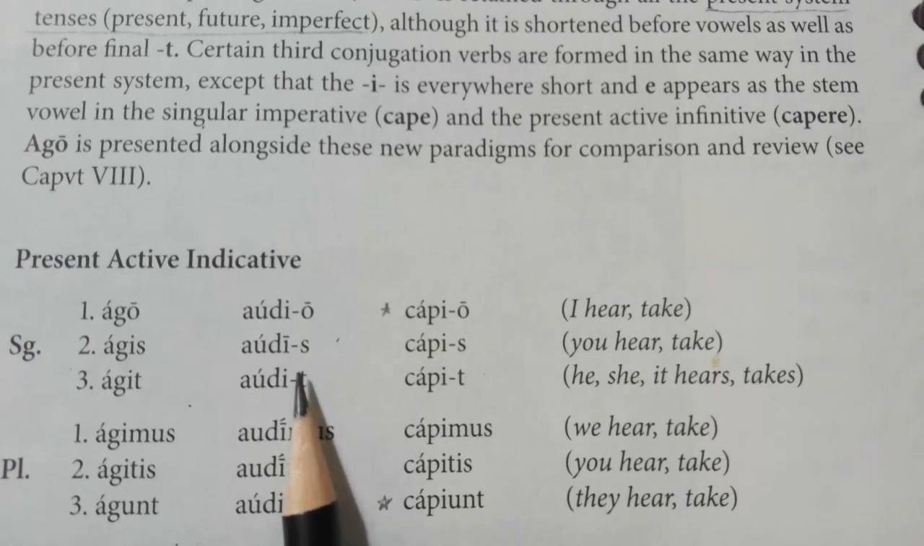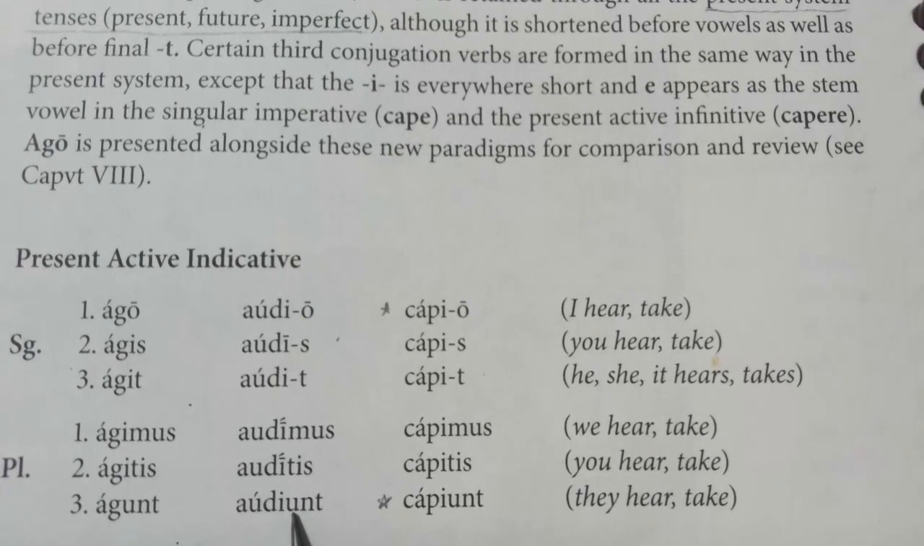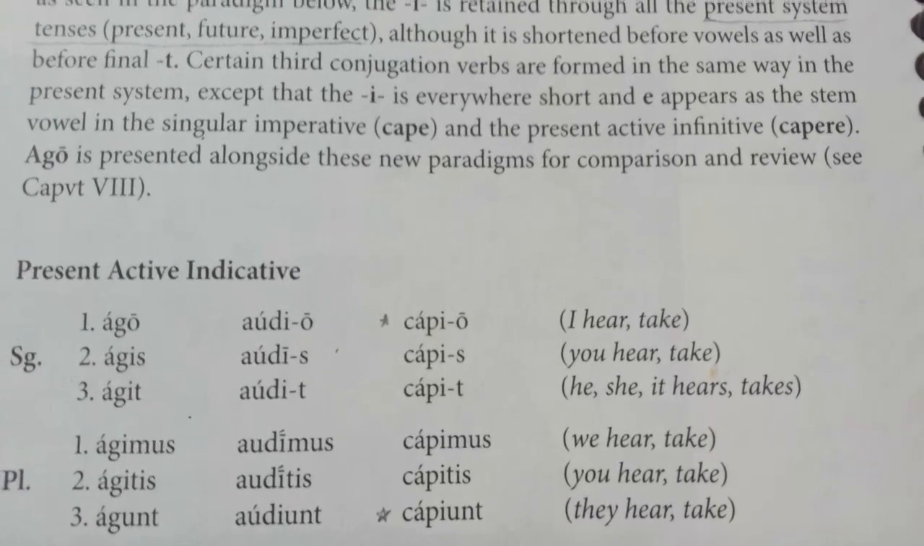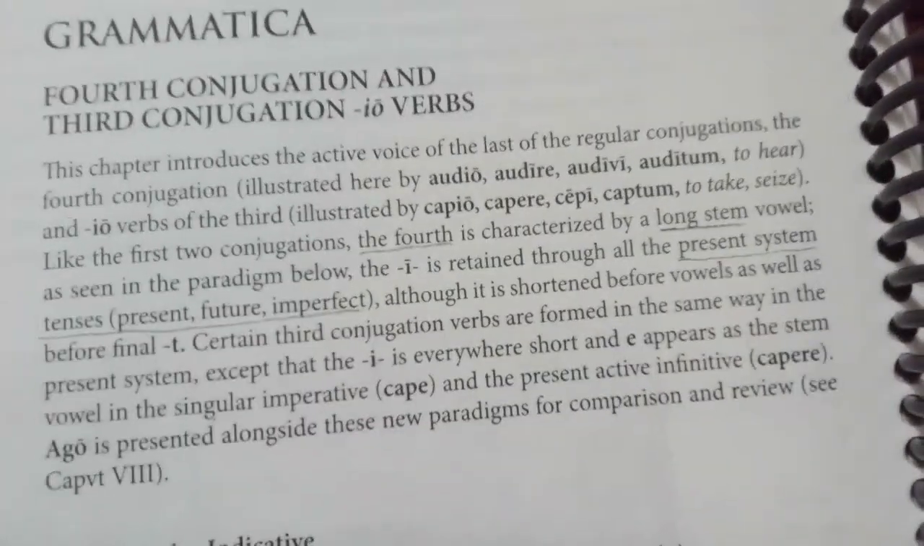So think about that. If you can think of another reason why this might be a short I here, or even here, the first person singular, put those in the comments below. I'd like to know your ideas on that. But otherwise it's going to have a long I everywhere else, except here in the third person plural, where we have that famous unt. Okay, let's go back to the paragraph here and finish this up.